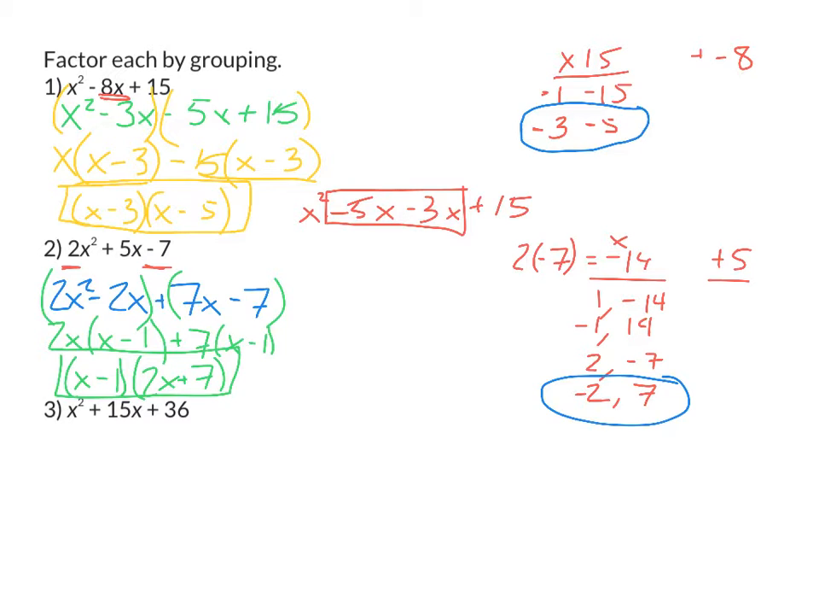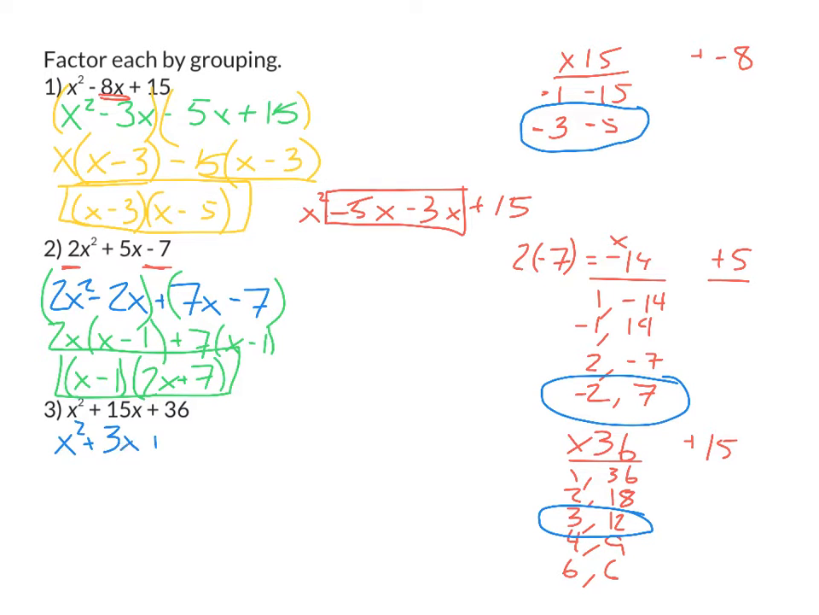Alright, and number 3 is back to where we kind of started here. We need numbers that multiply to make 36 and add to make 15. Things that make 36 include 1 and 36, 2 and 18, 3 and 12, 4 and 9, 6 and 6. Of those, which of them add to make 15? That's 3 and 12. So I'll change this to x squared plus 3x plus 12x. 3x plus 12x makes 15x, still plus 36.